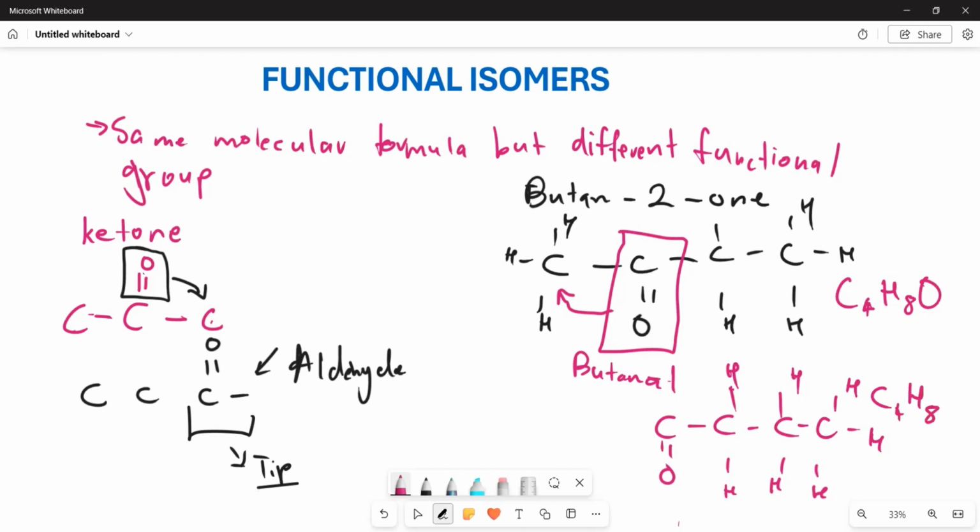Again, right? So what changed now? It was simply the functional group. Are we together? Now let's check another example here.